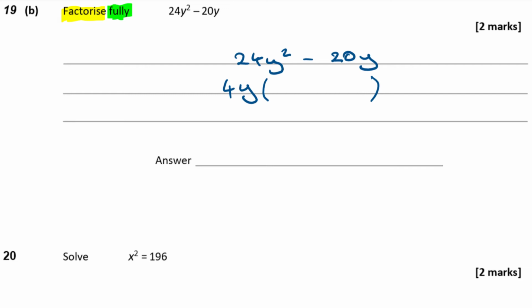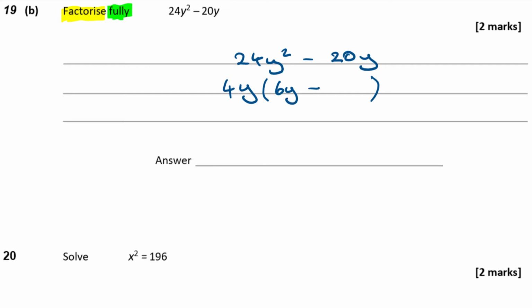So 24 divided by 4, or 4 times what is 24? That is going to be 4 times 6, isn't it? So if I had 4y and 6, that would give me 24y. But we've got 24y squared, so I need to add another y in there as well. So 4y times 6y is going to give me my 24y squared.